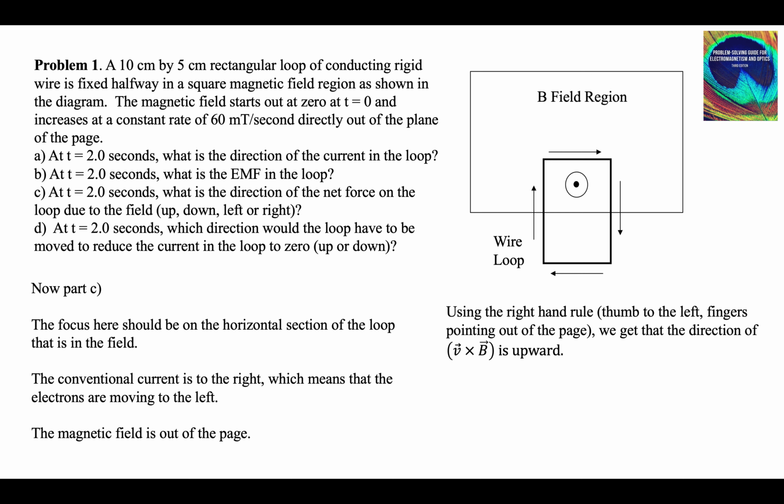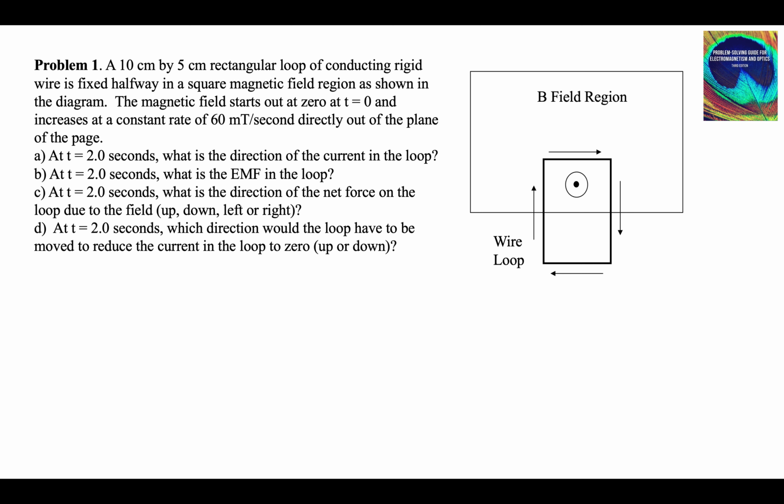So we use the right-hand rule. We put the thumb of our right hand to the left. Our fingers are pointing out of the page, and the direction of V cross B is up. But the force is Q V cross B. Q is negative, so the force is downward. That's the answer to part C, downward.